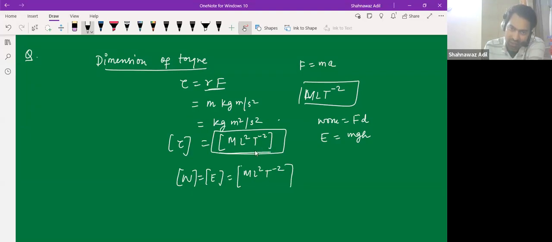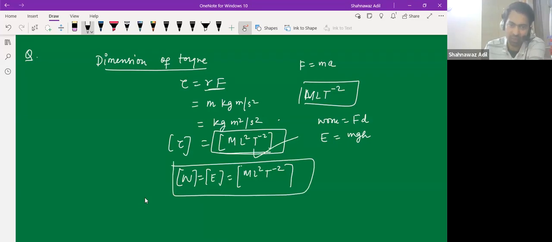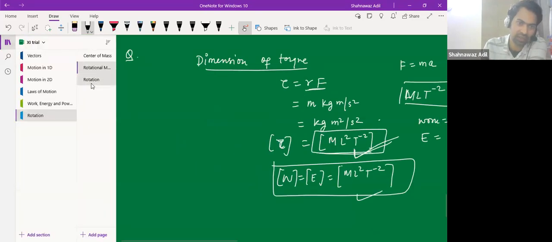But torque is a totally different physical concept, because work and energy are different things. Work and energy can be put in the same category, but torque is a totally different quantity, right? But they have the same dimension. So that may be the drawback of dimensions, because two physical quantities can have the same dimension. Now let us go back to this question.